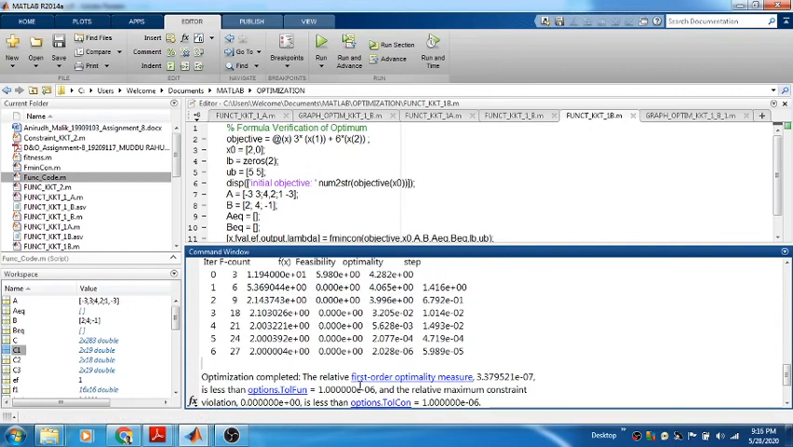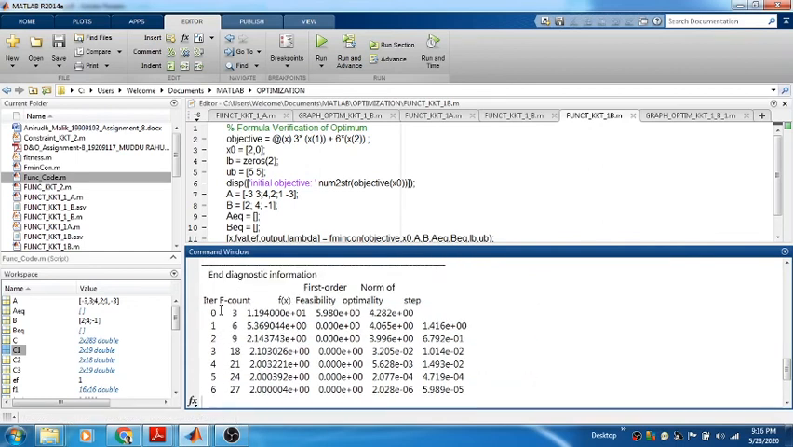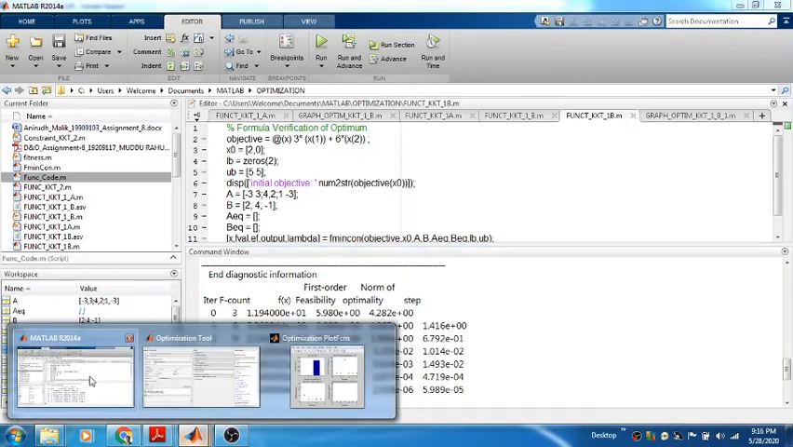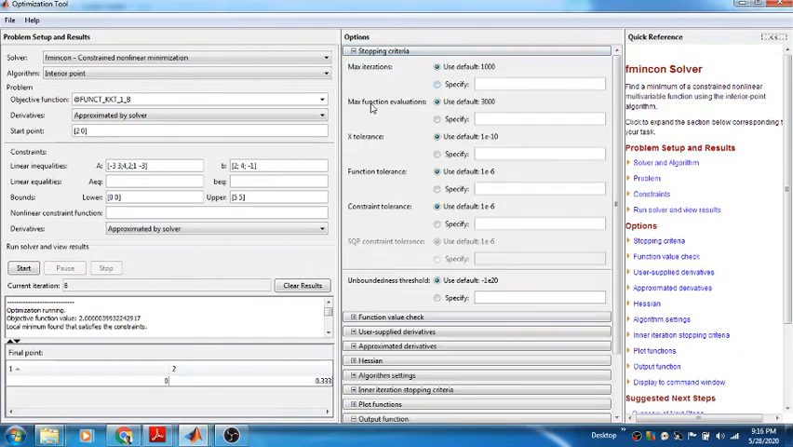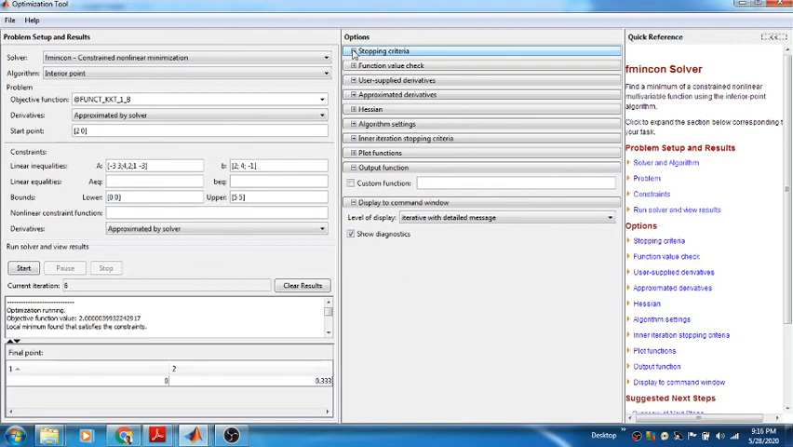This is the things here: iteration, f count, function value. You can see the function value here. That means you can make your accuracy higher. So you can substitute here what the accuracy should be: a stopping criteria, iteration, x tolerance, function tolerance, the constraints tolerance. All these are given, you can supply them here, and you can get the best result.